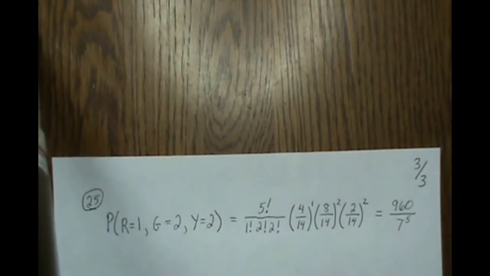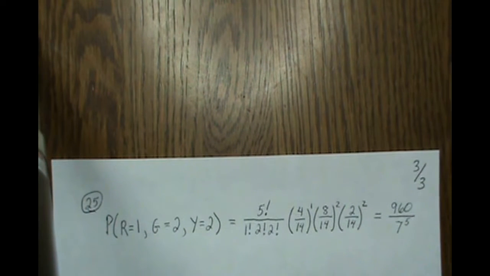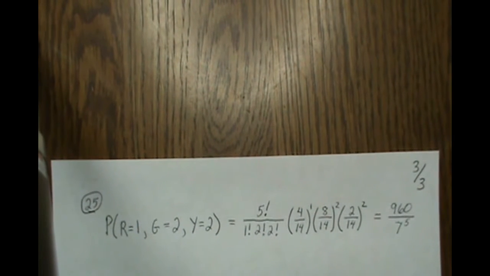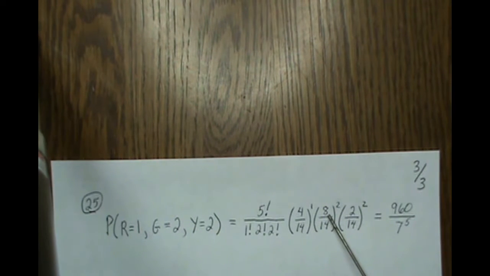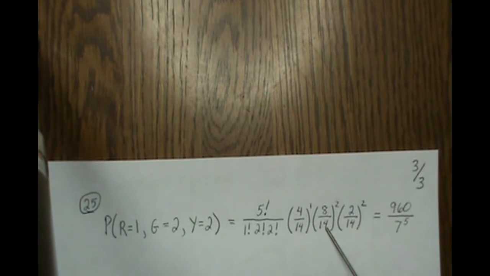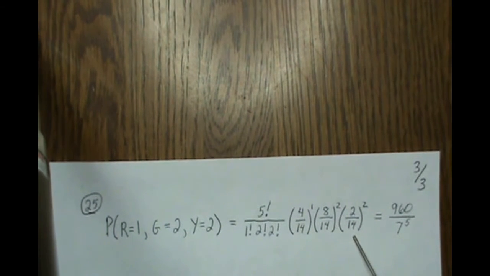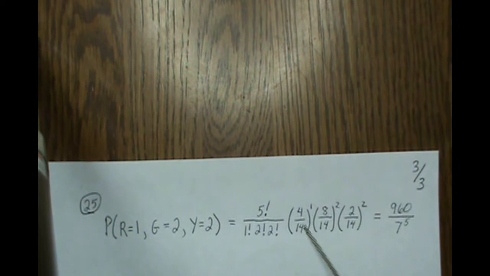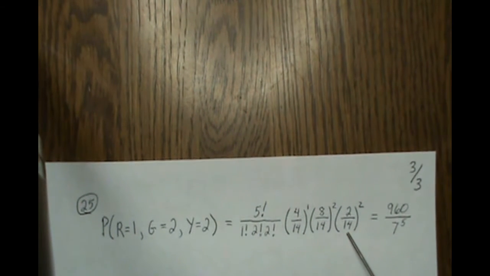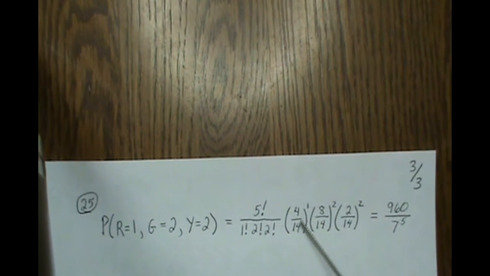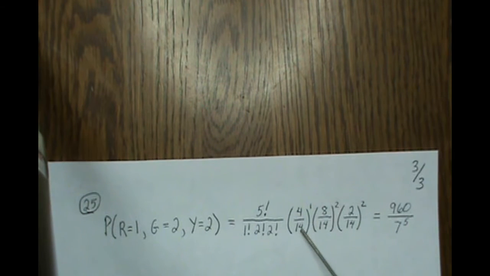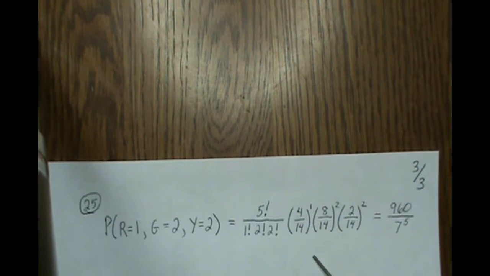So number 25 is a classic multinomial problem where the probability of drawing a red ball is 4 out of 14. The probability of drawing a green ball is 8 out of 14. The probability of drawing a yellow ball is 2 out of 14. Now, yes, I could have reduced those to 2/7, 4/7, and 1/7, and actually that's how you get this denominator. But I left it like that to show you that you have to normalize those so they add to 1.